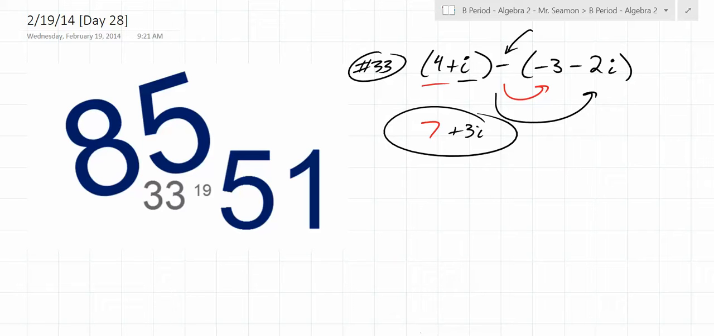4 minus negative 3 is 4 plus 3, which is 7. i minus negative 2i is i plus 2i. What's i plus 2i? 3i. That's it. Radical expressions. Nice.